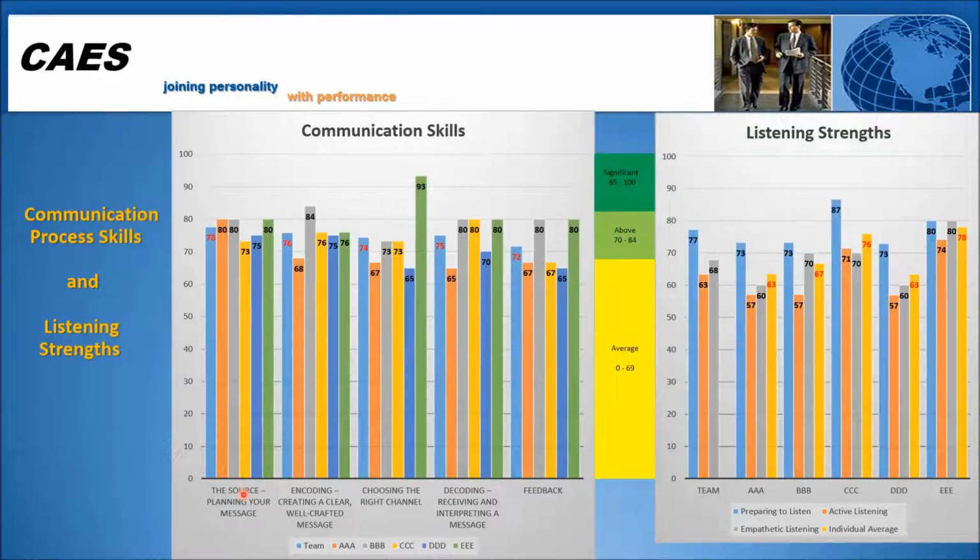So if we identify our steps, the first would be the planning of the message. The second would be creating a clear, well-crafted message. The third would be choosing the right channel in which to communicate. The fourth would be decoding what the other person has said to you once you receive the message from them. And then the last would be providing feedback to that person based on what you've heard. And so we can see that on average our people are pretty strong communicators. We've got our blue line with the red numbers that shows that typically they're above average compared to many people.